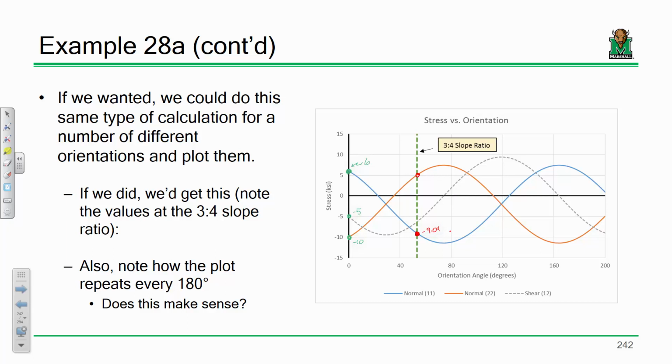9.04. What is this value? Maybe it's positive 5.04. What is this value? I don't know, maybe it's minus 6.28. Crazy, isn't it? Really cool stuff, right?